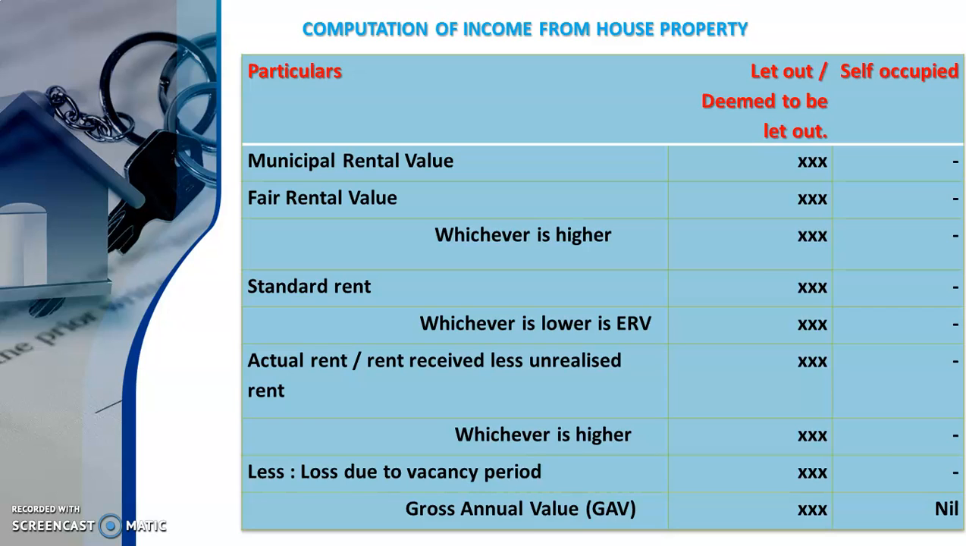The expected rental value is to be compared with actual rent after deducting unrealized rent if any, and the higher one is to be taken, from which loss due to vacancy if any is to be reduced, so that we will get gross annual value.